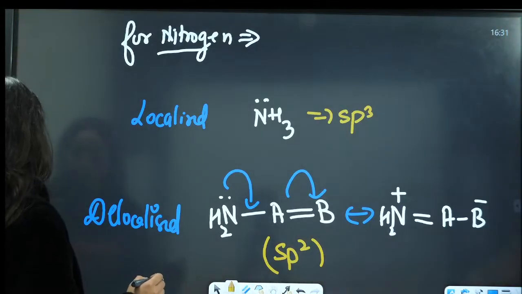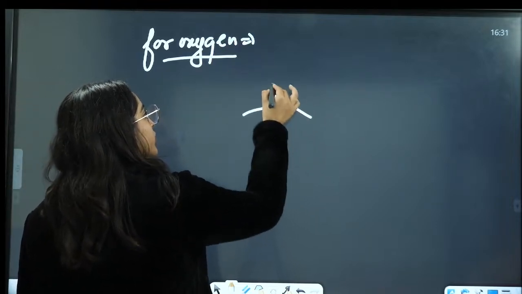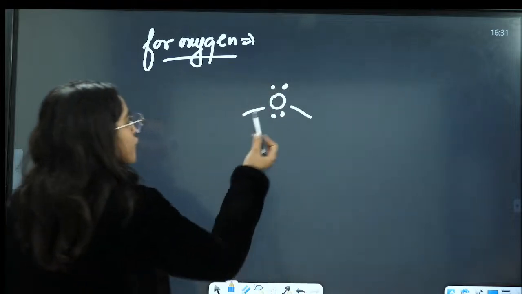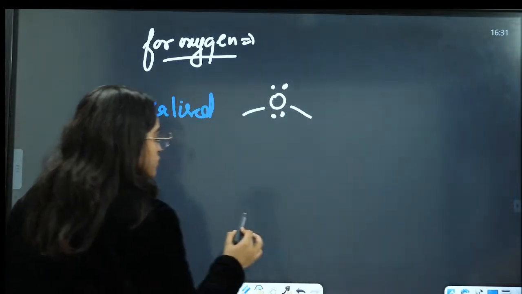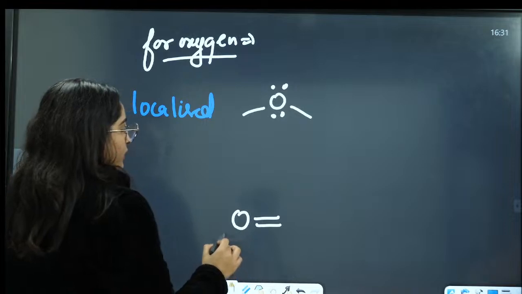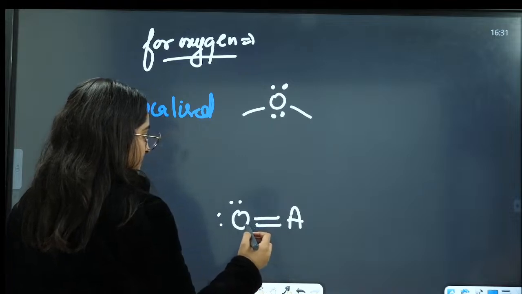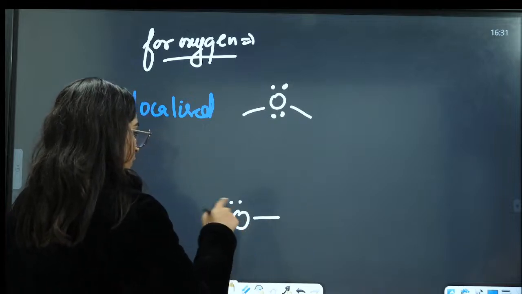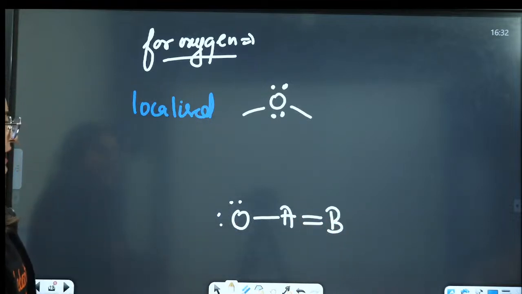Wait, let me also tell you about the oxygen. For oxygen also, the thing is the same. If you have this oxygen which is bonded to two sigma bonds, it has 2 lone pairs. This is localized, not involved in the resonance. And if you have an oxygen atom that is double bonded to one atom, and this atom is bonded to one single atom, this is A, and this is bonded to another atom. If it is like this, what will happen here?